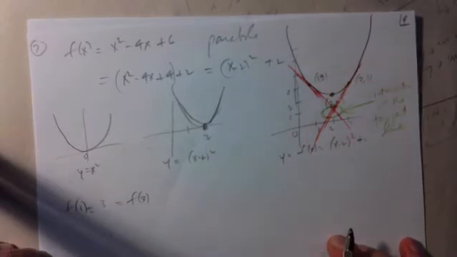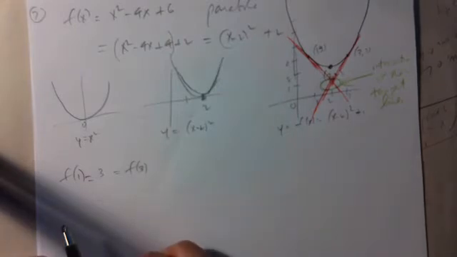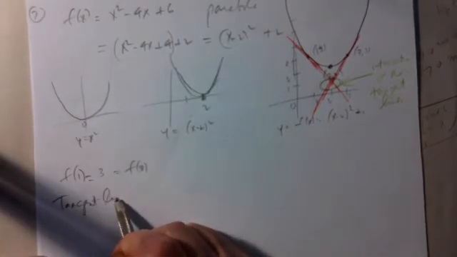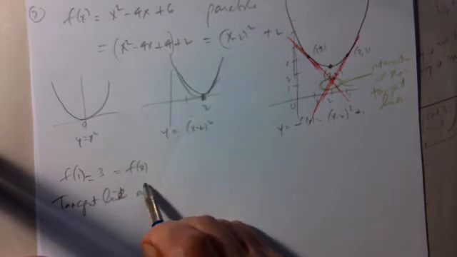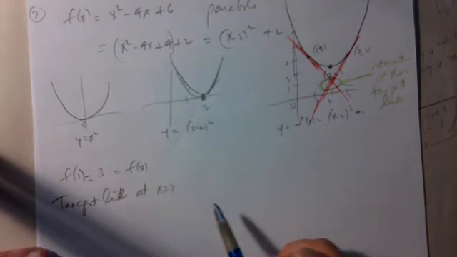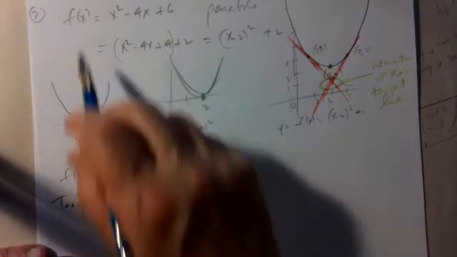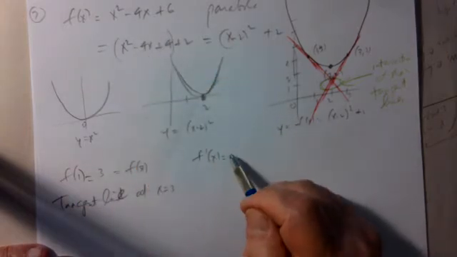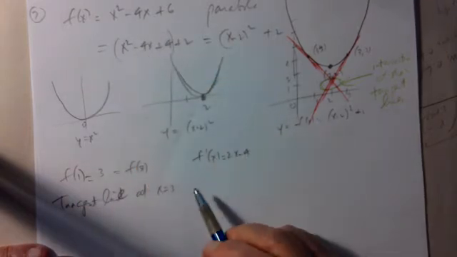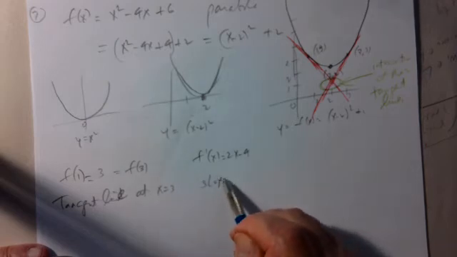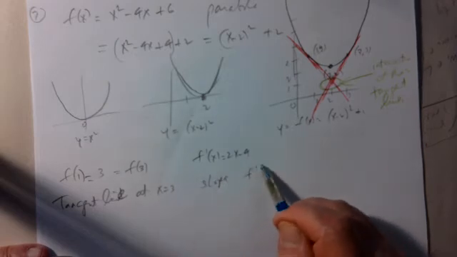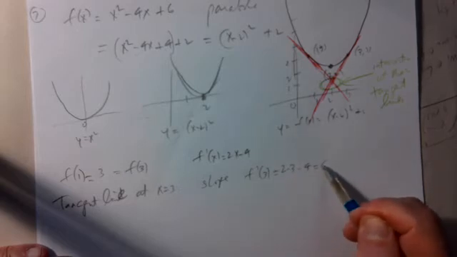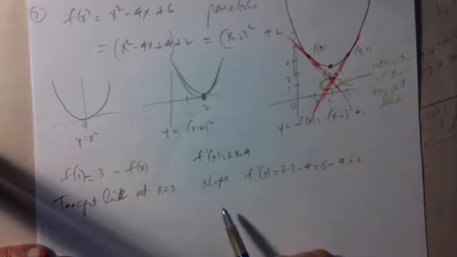So how do we find these two tangent lines? Well, to find the tangent line at x equals 3, for the function f of x, f prime of x is 2x minus 4. So this line has slope f prime of 3, which is 2 times 3 minus 4, which is 6 minus 4 is 2.